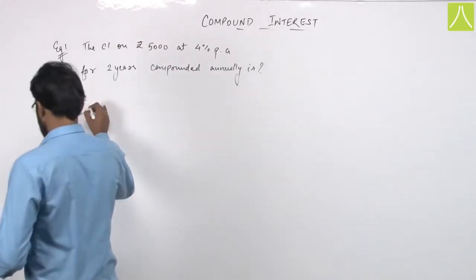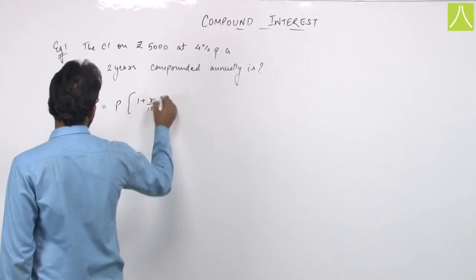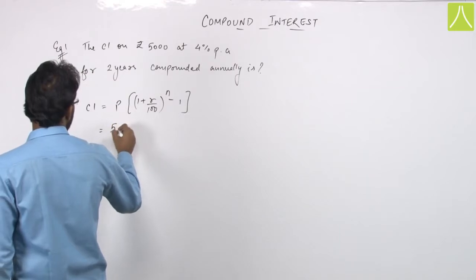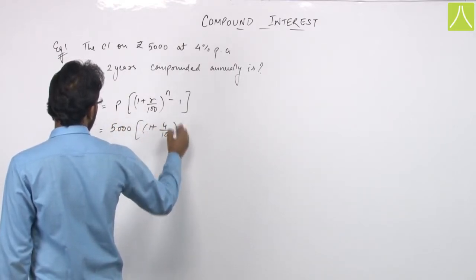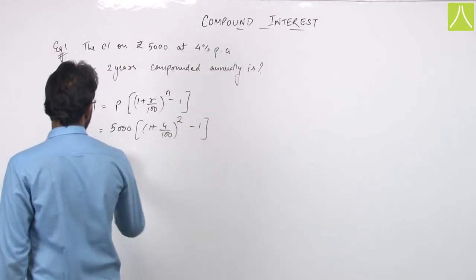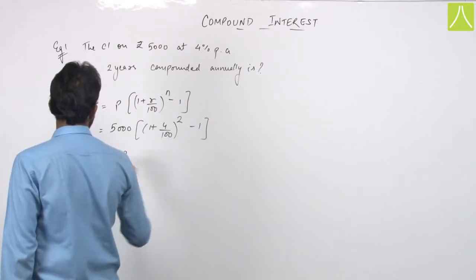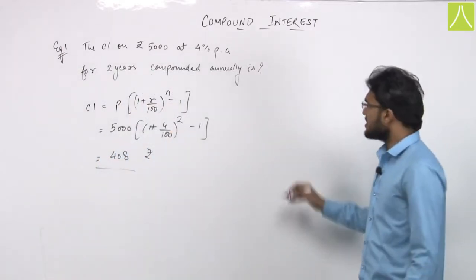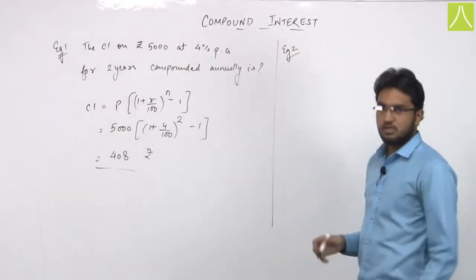So we know that for finding the compound interest, we can say principal into (1 plus r upon 100) whole power n minus 1, this is the formula. The principal given over here is 5,000 into (1 plus 4 upon 100) and the time will be 2. Solving this equation we will be getting the compound interest as rupees 408. Hence the compound interest in this case will be equal to rupees 408. Moving on to another question.